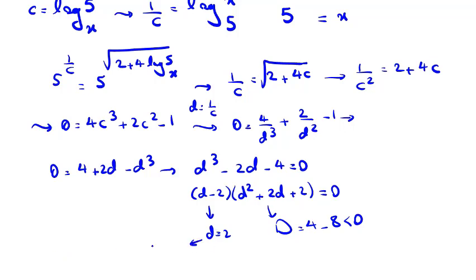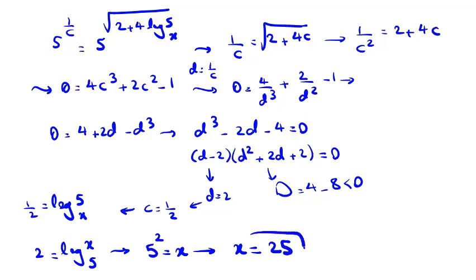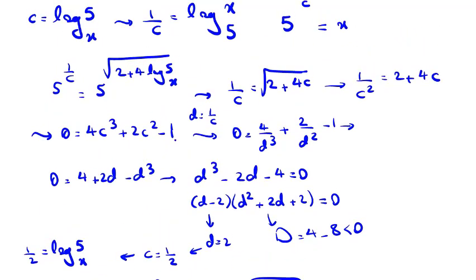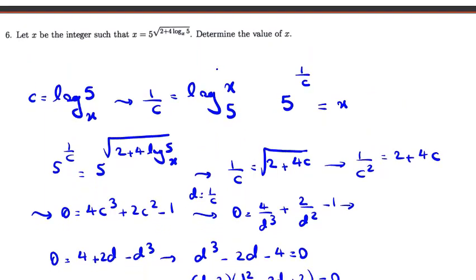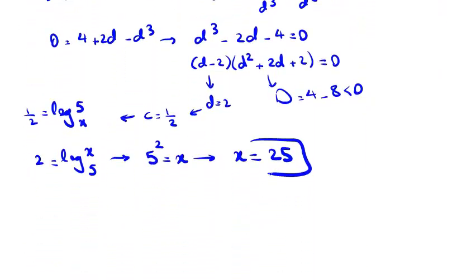When d is 2, c is the reciprocal of that, 1 over 2. So 1 over 2 is what? Log 5 in base x. So log x in base 5 is what? It is 2. So we can say what? It is the number that if you raise 5 to the power of that, which is 2, it equals x. So x equals 25. And the problem says what? It says determine the value of x. So the answer is x equals 25.